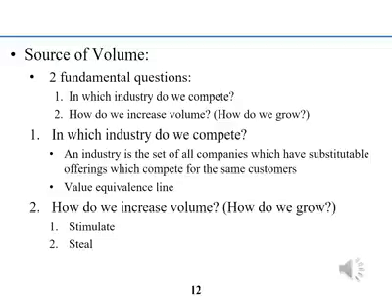Once we know that, then we can answer the question of how we can increase volume, how we can meet this objective. And we have two options in the strategic quadrants framework. The first option is to stimulate demand. The second option is to steal demand. Now, we needed to understand what the industry was if we want to steal. So that literally means that we're going to try to steal customers from our competition. But what does it mean to stimulate demand?